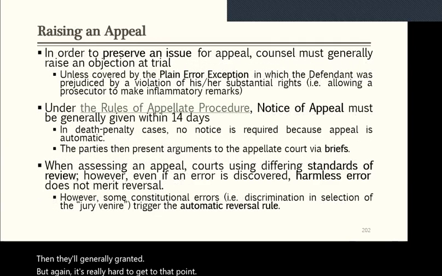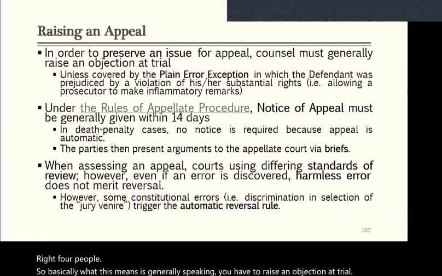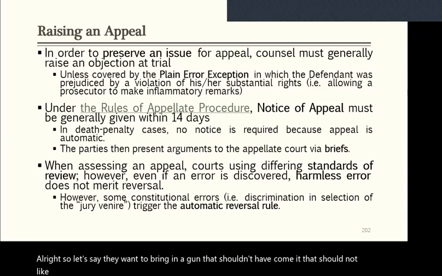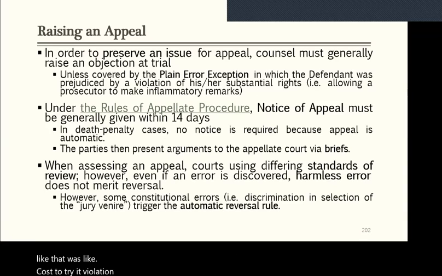So how do you raise an appeal, right? In order to raise an appeal, you have to first preserve an issue for appeal. Basically what this means is, generally speaking, you have to raise an objection at trial, right? So let's say they want to bring in a gun that should not have come in, that was a constitutional rights violation, undoubtedly. And you don't object, your counsel doesn't object, and they say, yeah, let the gun come in. And then you're convicted.